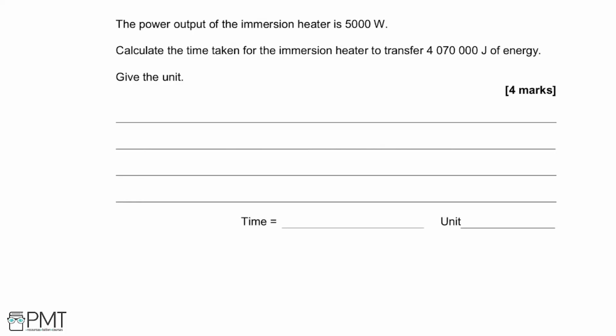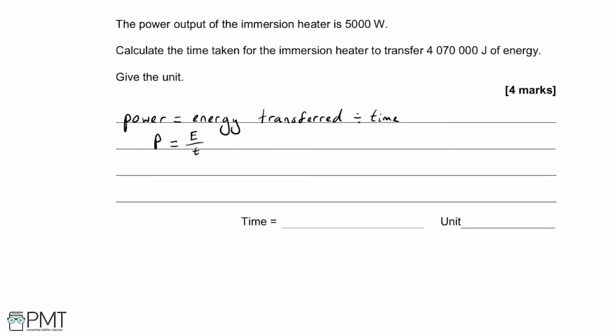The final part of this question: the power output of the immersion heater is 5,000 watts. Calculate the time taken for the immersion heater to transfer 4,070,000 joules of energy and give the unit. So for this, we're going to need our answer to the last question, which was an equation. The answer we gave was power equals energy transferred divided by time. This will need rearranging as we're looking for the time taken. And so I've written it as P equals E over T to make rearranging easier.